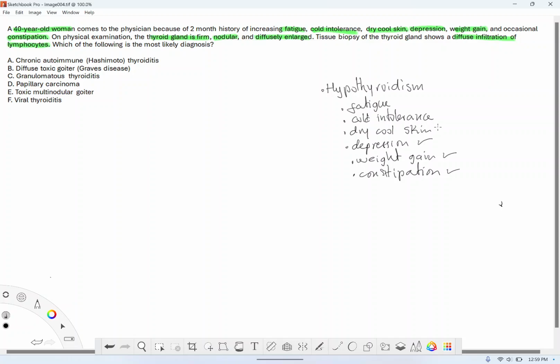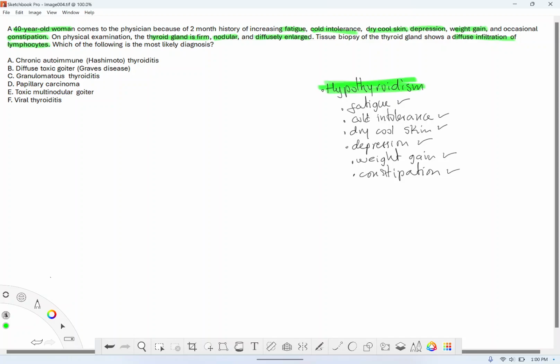In hyperthyroidism you have hot, moist, soft skin, and in hypothyroidism you have dry, cool skin. In hyper you have heat intolerance; in hypo, cold intolerance. In hyperthyroidism you have more energy; in hypothyroidism you have lack of energy, or fatigue. Done. You should immediately make your diagnosis of this one.